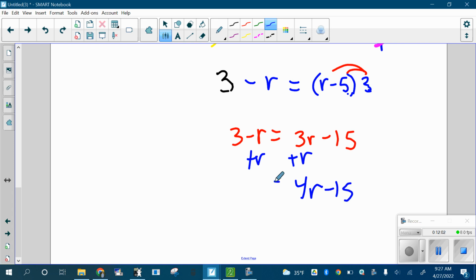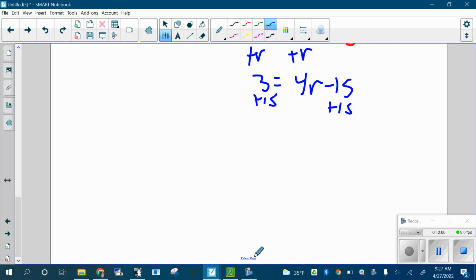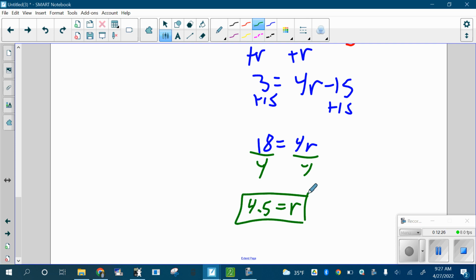4r minus 15 equals 3. I'm going to add the 15. I get 18 equals 4r. And then I'm going to divide both sides by 4. Okay. You can simplify that fraction. It's 9 halves, 4 and a half. Done.